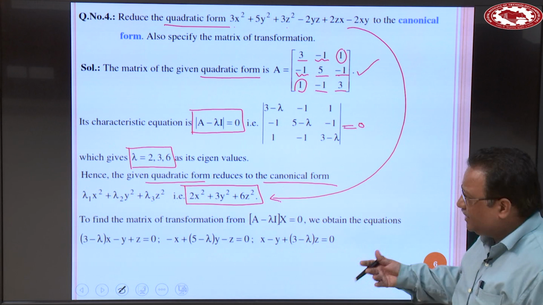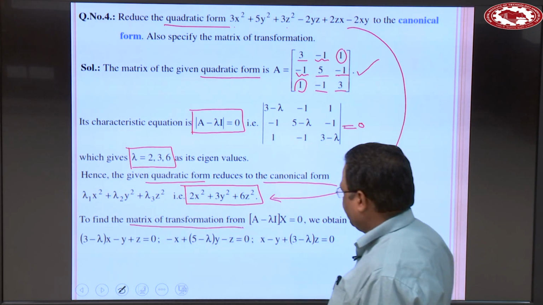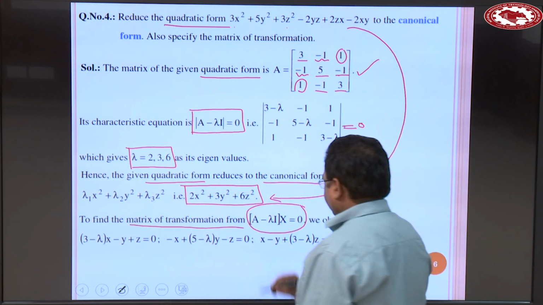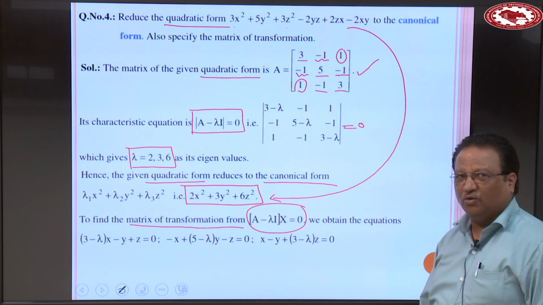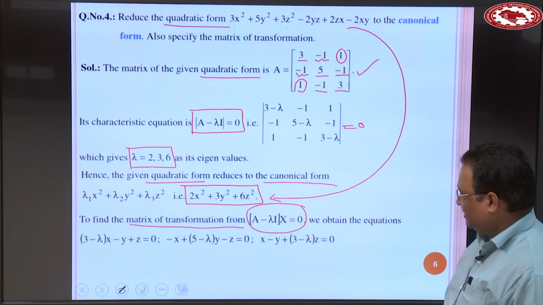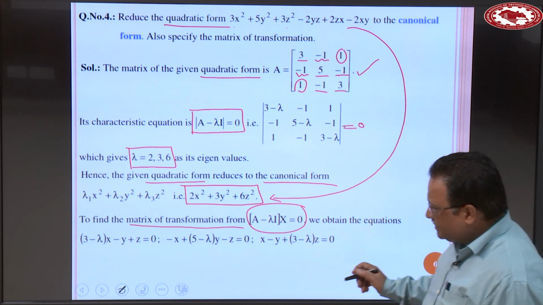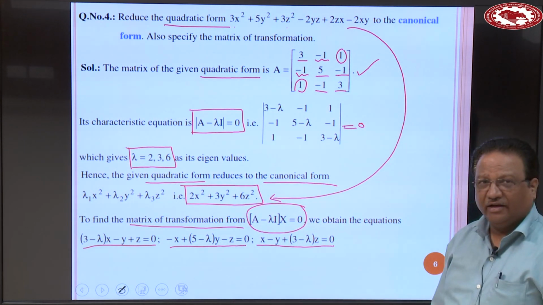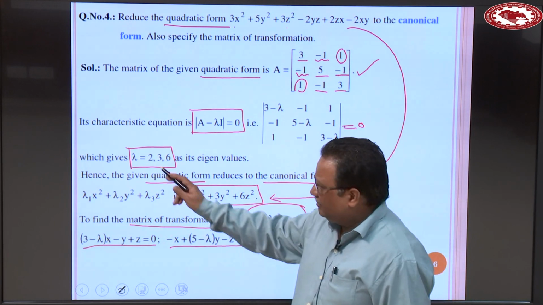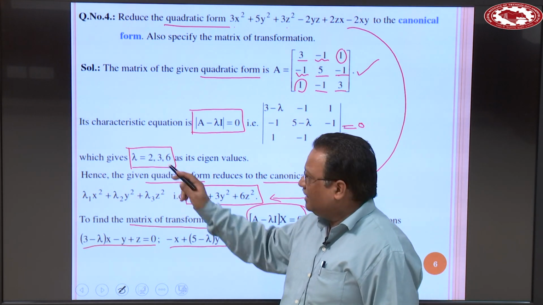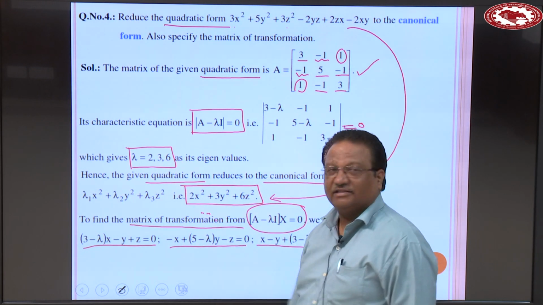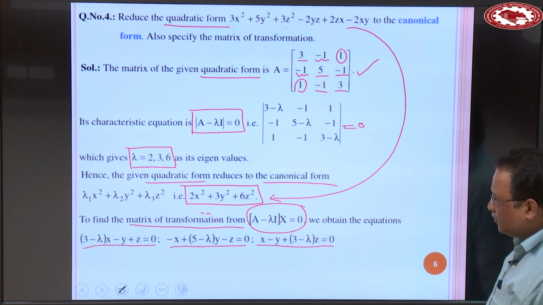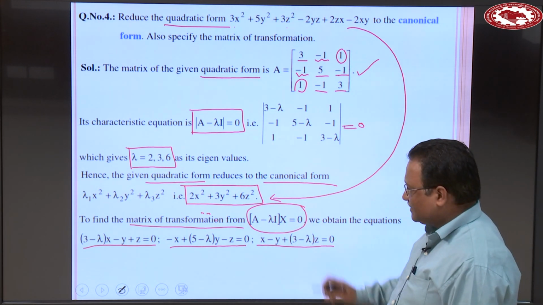Clear? So how can we evaluate that matrix of transformation? The matrix of transformation can be evaluated by the equation A minus lambda I x is equal to 0, which means you have to calculate the value of x. So when we obtain the equations, you will get the first equation, the second equation, and the third equation. Now solve these three equations using lambda 2 first, lambda 3 second, lambda 6 third. These are the equations obtained from A minus lambda I x equal to 0.